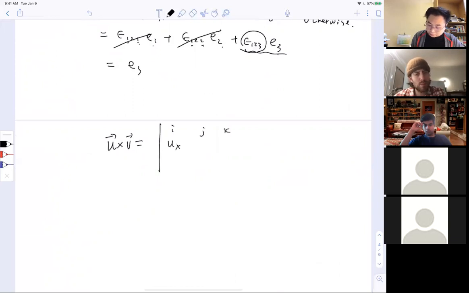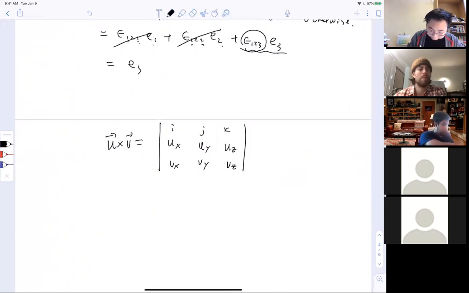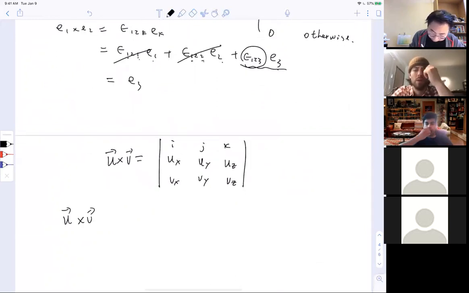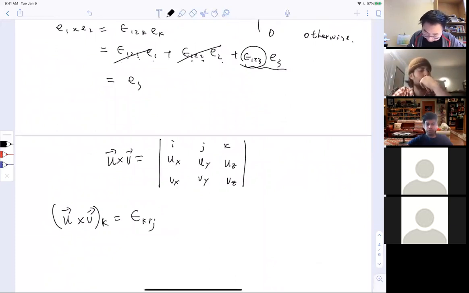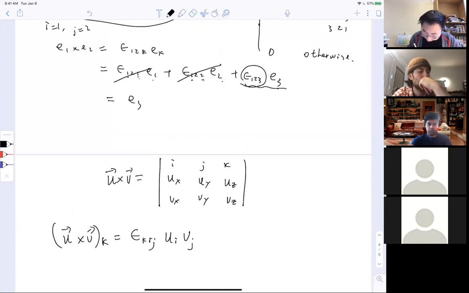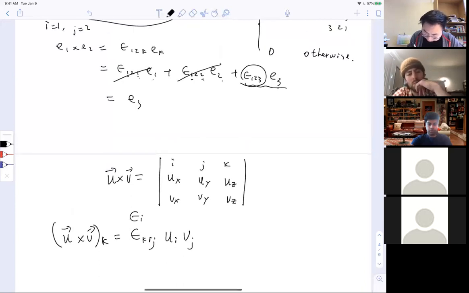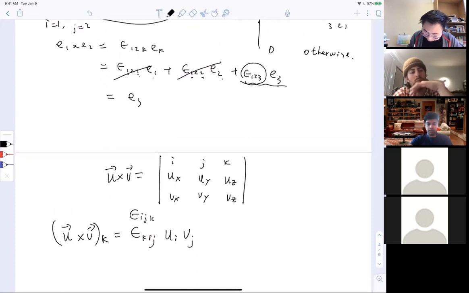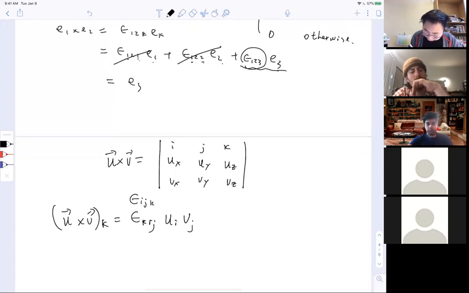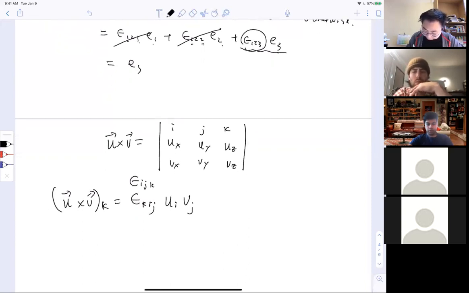We know that U cross V is calculated from the rows Ux, Uy, Uz and Vx, Vy, Vz. According to our previous result, the k component equals epsilon_kij u_i v_j. By the way, in the previous equation I wrote ijk, but I can put this k in the first place because I cycle the indices. It doesn't matter.